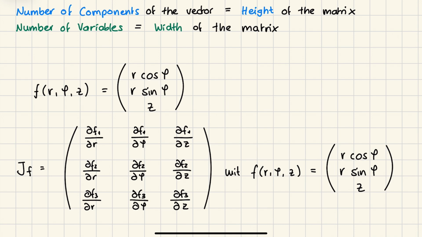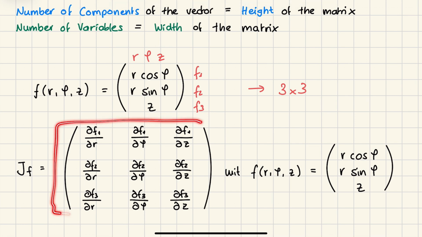In our specific example, we're looking at the transformation from Cartesian coordinates to cylindrical coordinates. And that transformation looks like this. Every x turns into r cosine phi, every y turns into r sine phi, and the Cartesian z is kept the way it is. That means this will be f1, this will be f2, this will be f3. So we have 3 rows, and we also have 3 variables, r, phi, and z. So our Jacobian is going to be a 3 by 3 matrix. And that matrix is going to look like this.